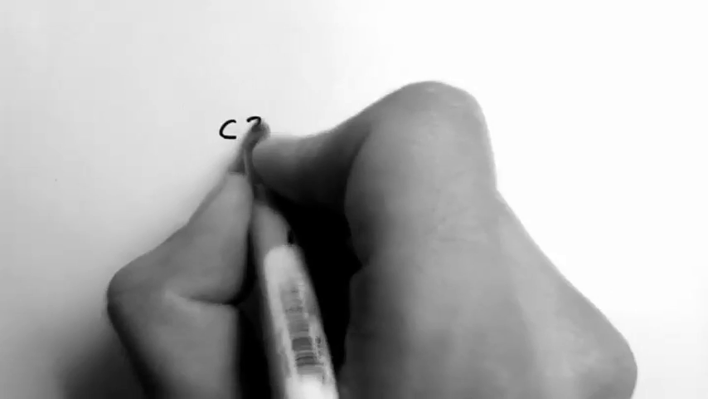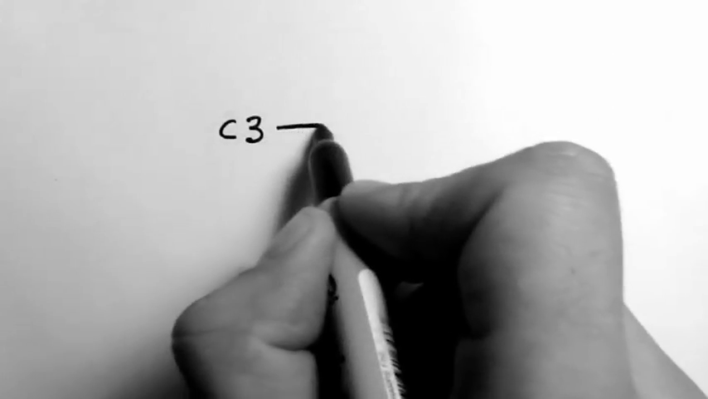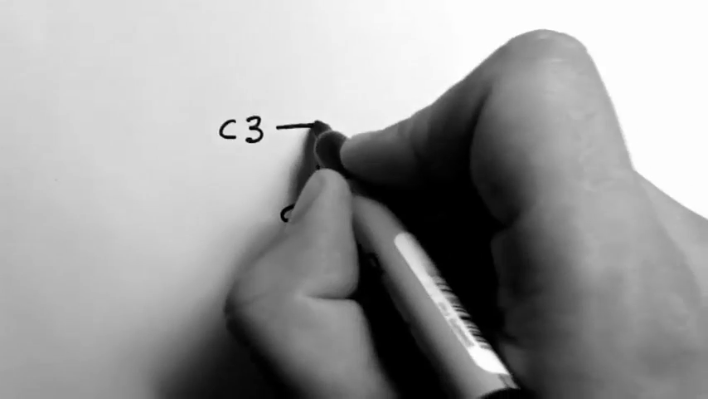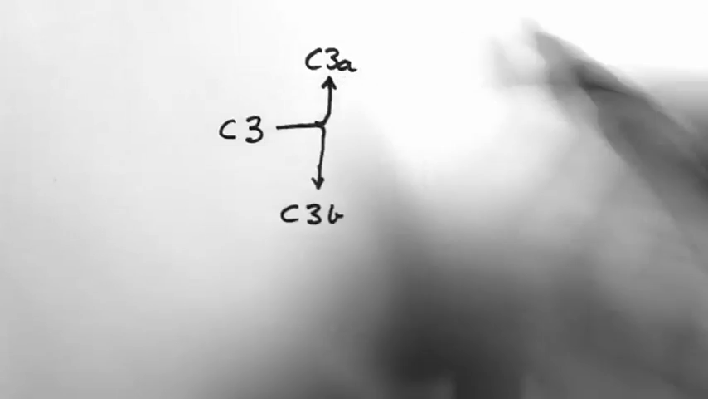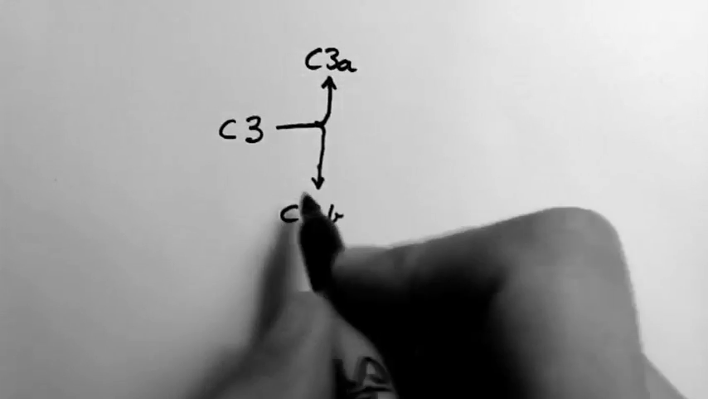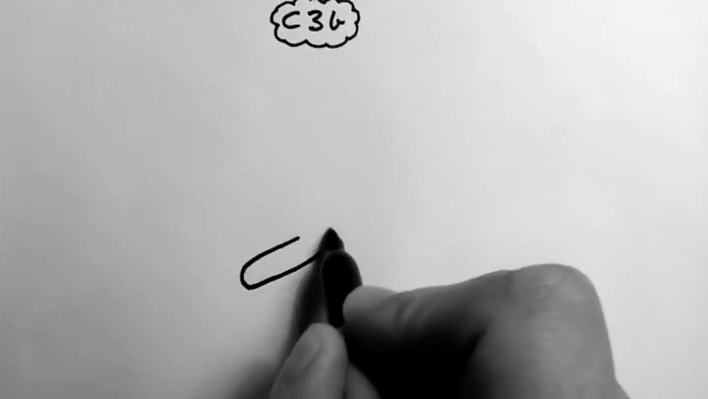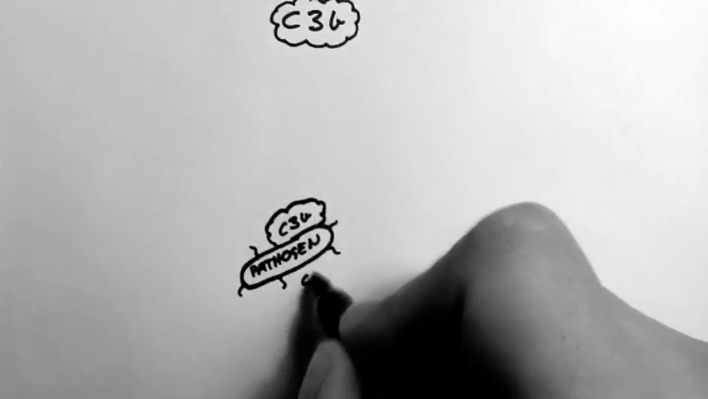So the whole of complement is kind of based around this process, which is the conversion of this molecule, C3, into C3b and C3a. Now C3a is not important, but C3b is really important. For instance, if a pathogen invades your body, then C3b can attach to the outside of it, and it will attach all over.